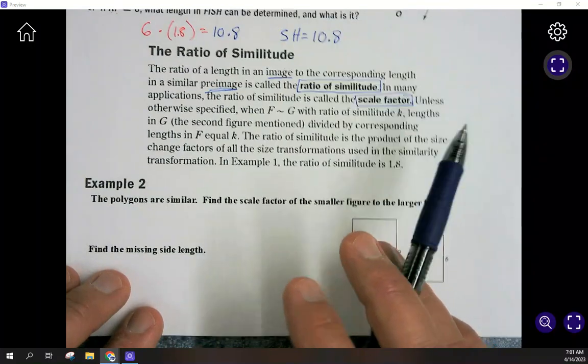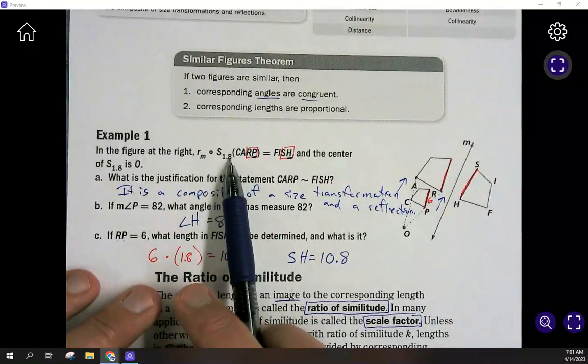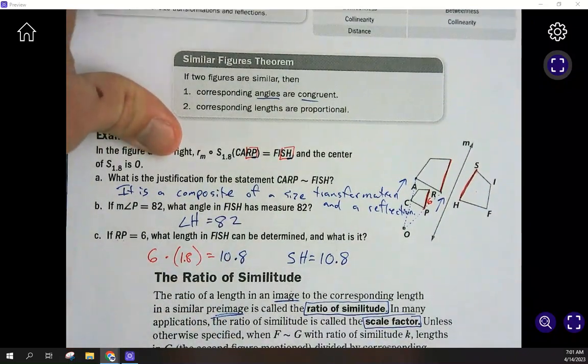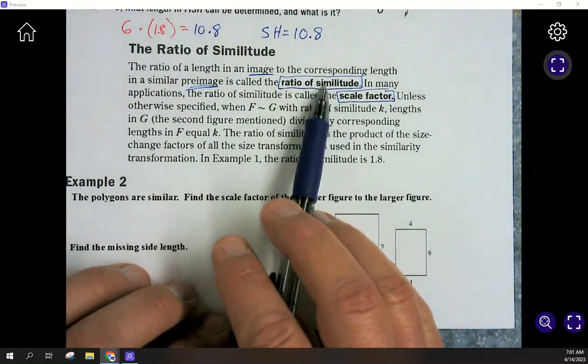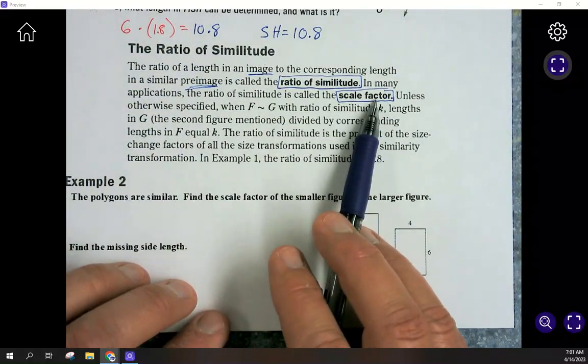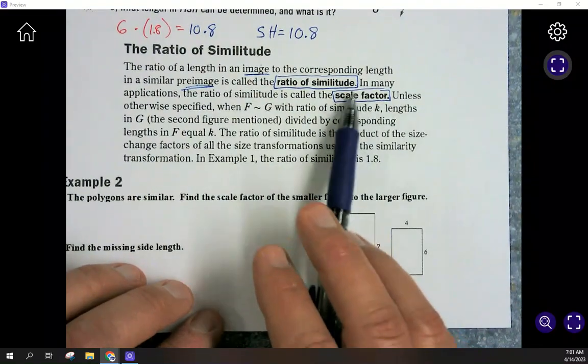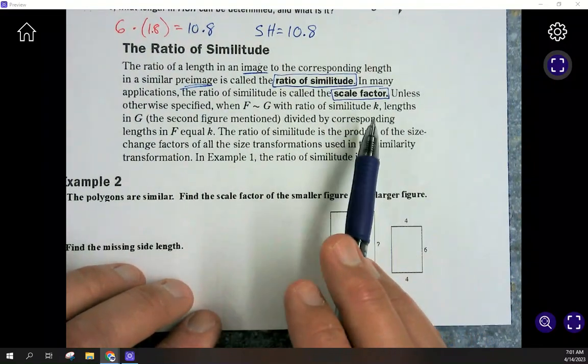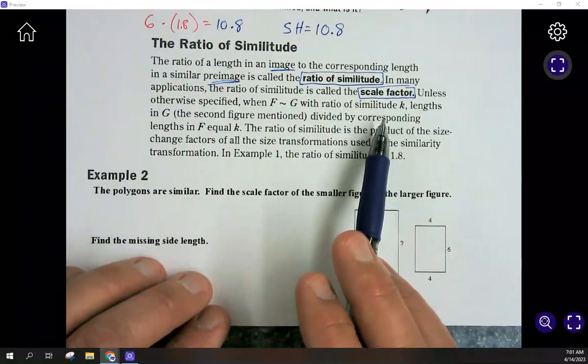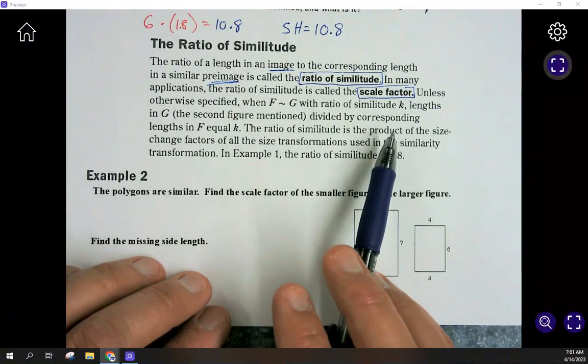If you think about where we've seen that before, in this notation, k would go here. So a third word that kind of matches all of these is the magnitude of the size transformation. So ratio of similitude, the scale factor, the magnitude of the size transformation, they all mean the same thing. So we just got to kind of put that vocabulary to bed and not worry about it. It all means the same thing.